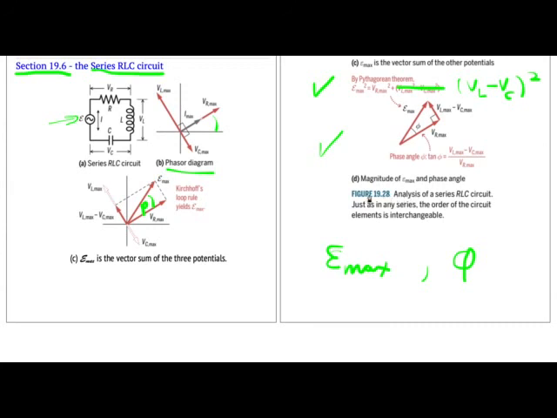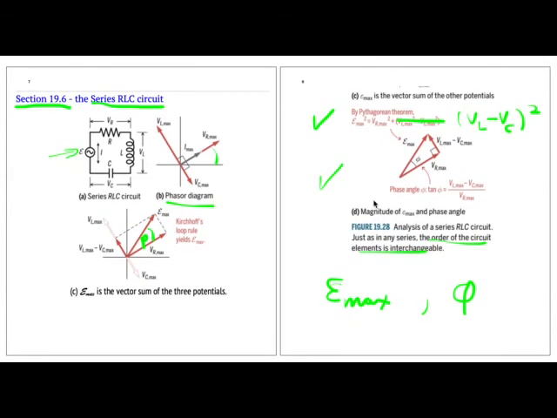So this is, again, a part of Section 6, analysis of a series RLC circuit. It mentions that the order of the circuit elements is interchangeable. So I've written it as R, then L, then C, but it could be L, then R, then C, or it could be C, then R, then L. It doesn't matter what order they're in because they're in series.